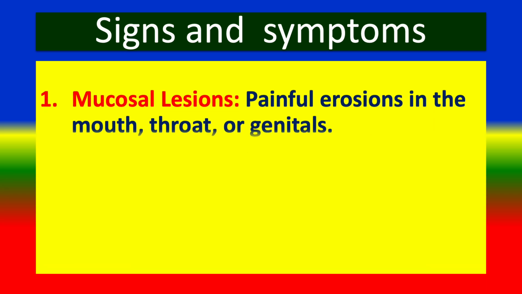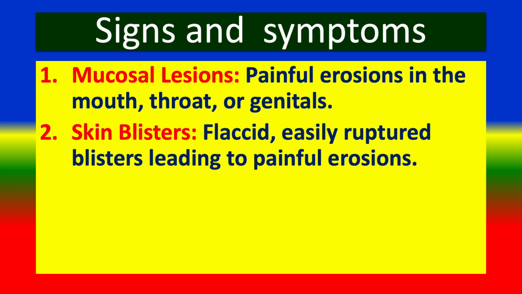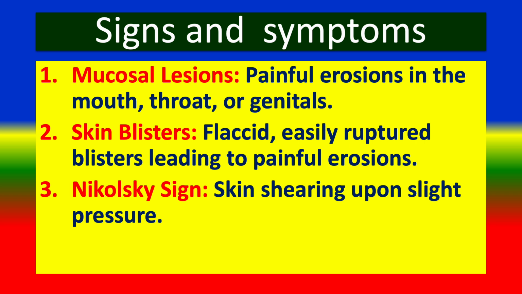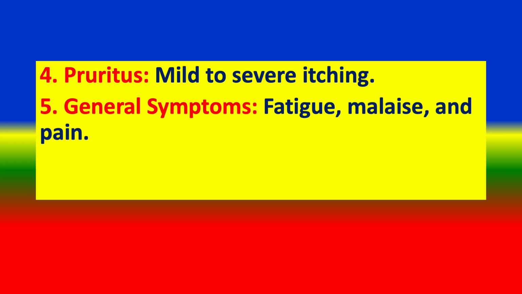Signs and symptoms. 1. Mucosal lesions, painful erosions in the mouth, throat or genitals. 2. Skin blisters, flaccid, easily ruptured blisters leading to painful erosions. 3. Nikolsky sign, skin shearing off with slight pressure. 4. Pruritus, mild to severe itching. 5. General symptoms, fatigue, malaise, and pain.